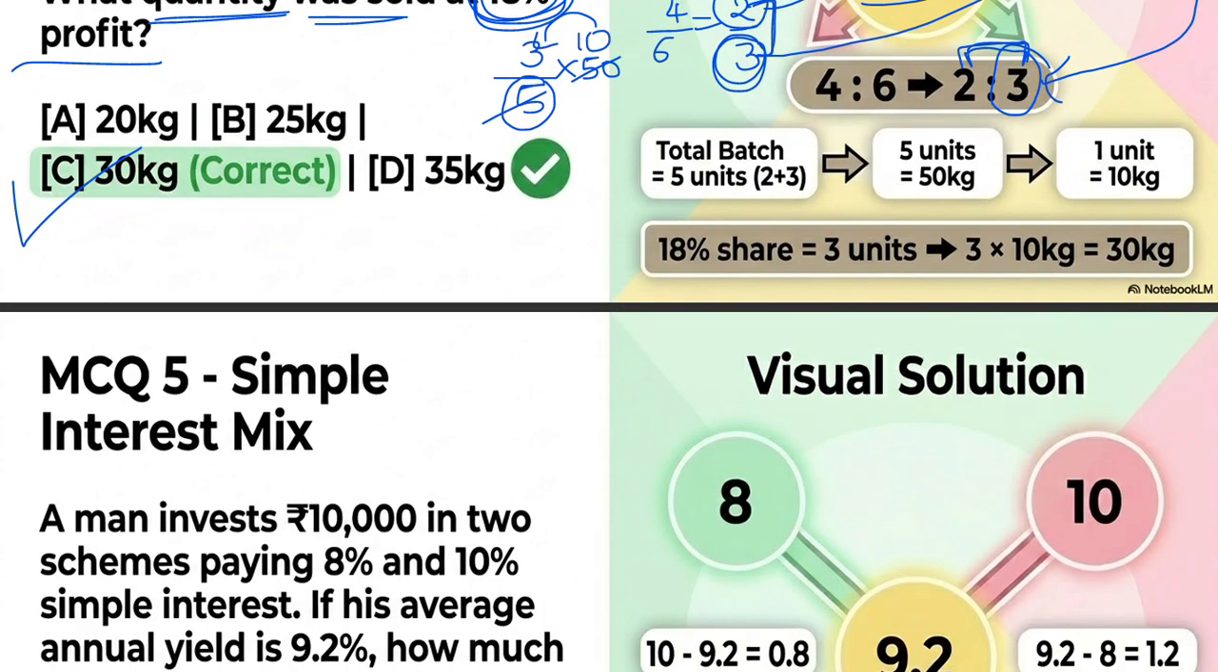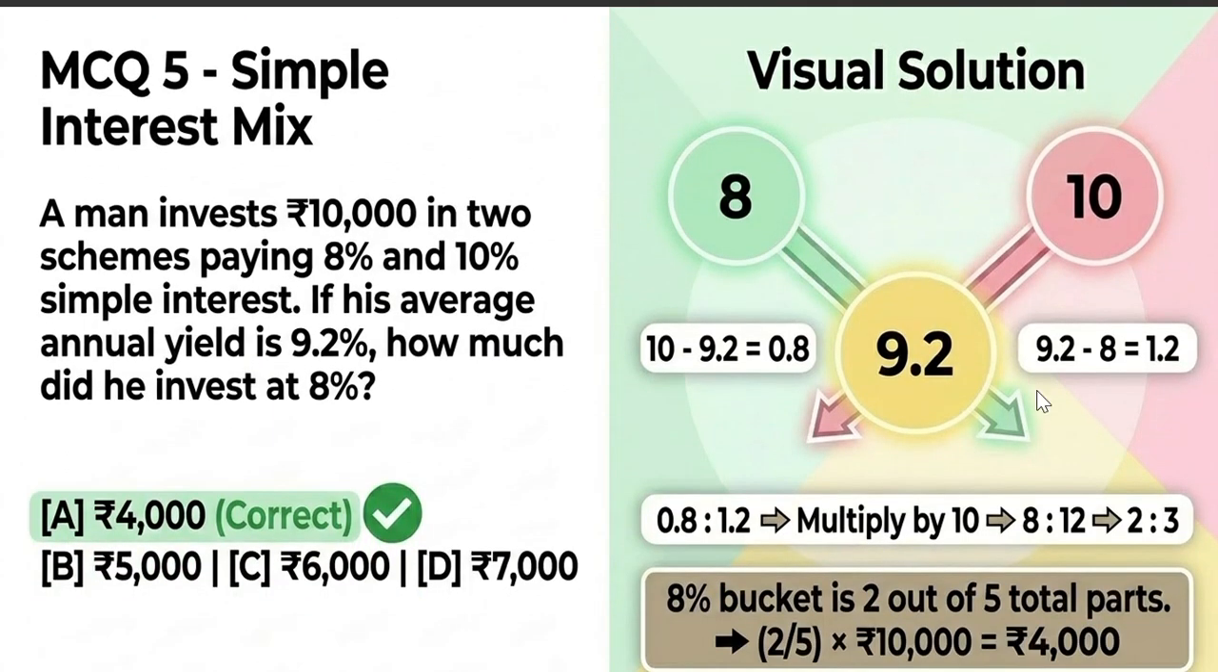Look at the next question. A man invests 10,000 in 2 schemes. Okay, so the total investment is 10,000. This is the total that we will use in the end. So 2 schemes are there paying 8% and 10%. Okay, so 8% is less, so we will write it on the left hand side. 10% is higher, so we will write it on the right hand side.